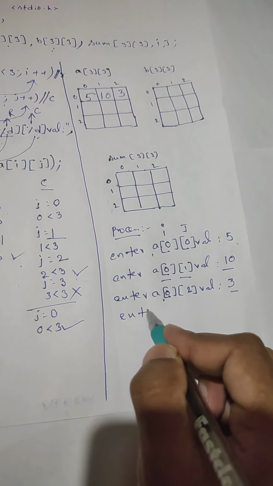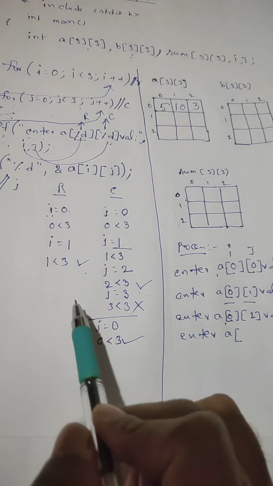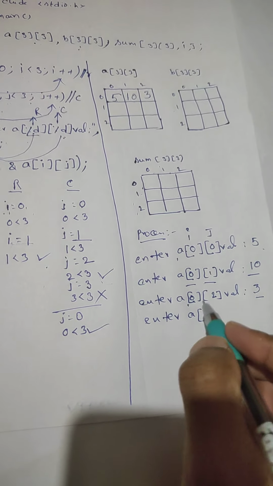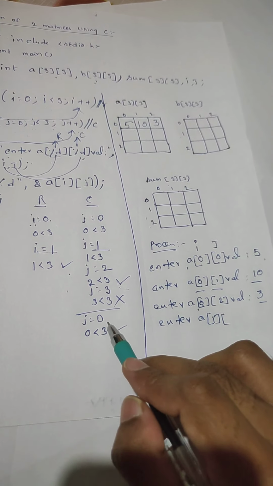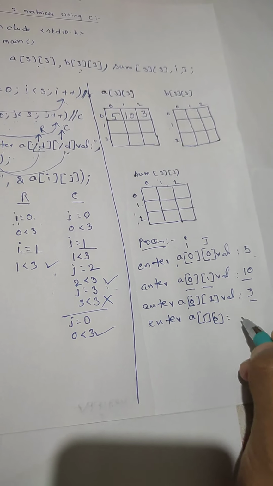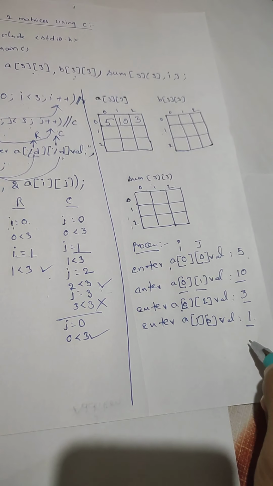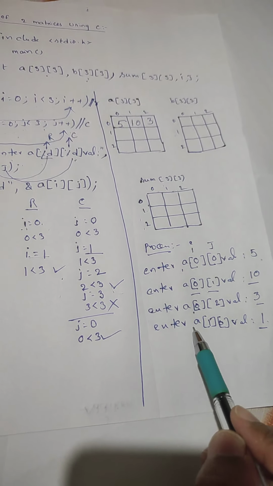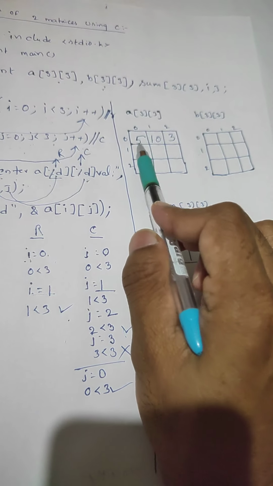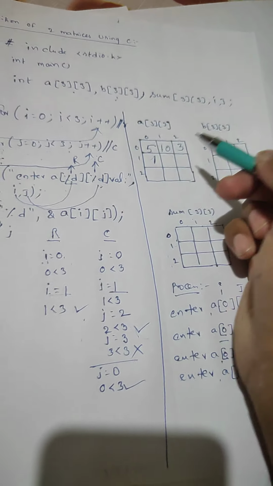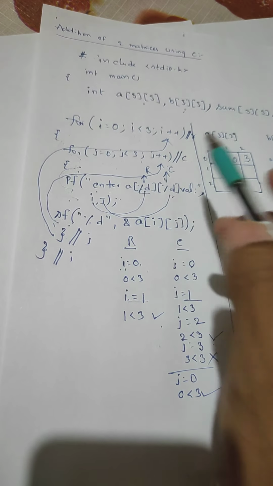Within that printf statement, how is the statement generated? A of, here the i value is 1, a of 1, and the j value is initially 0. Here I am inserting the value 1. In which location is this 1 stored? A of first row, 0th column. Here 1 is stored. And after that again j++.